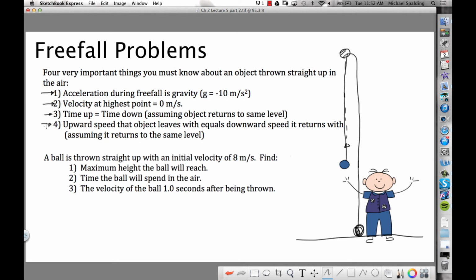Slower, because the bullet got slowed by the air. But for physics problems, if an object leaves at 8 meters per second, it's going to come back at 8 meters per second because we assume no air resistance. Any questions on those 4 things?